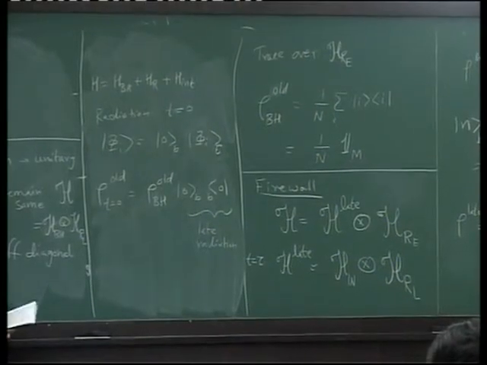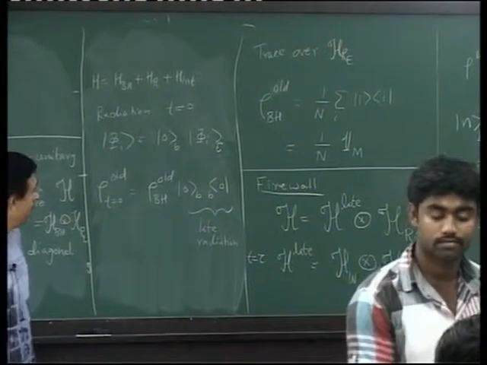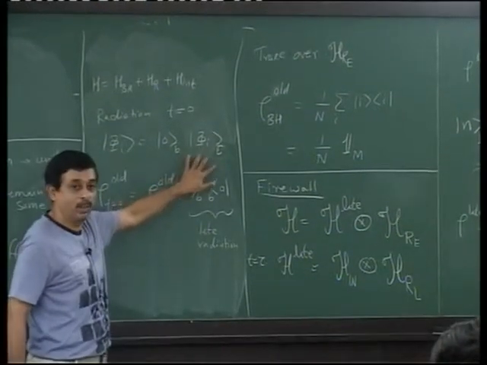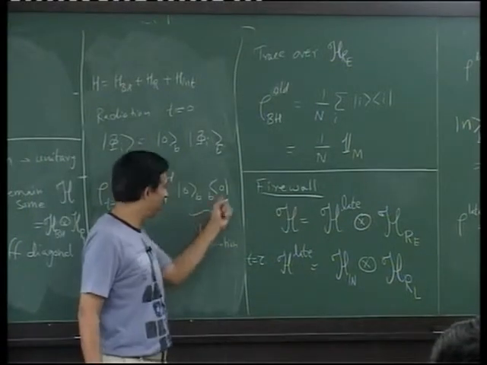So say that again. Of the late radiation vacuum state at t equals 0. Yeah. Early radiation we traced over, but then we got only I, and that is what it was, but now it is not I but this one also.